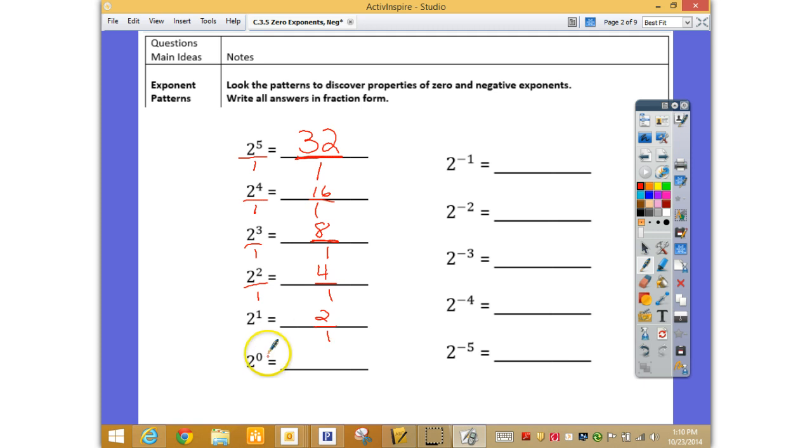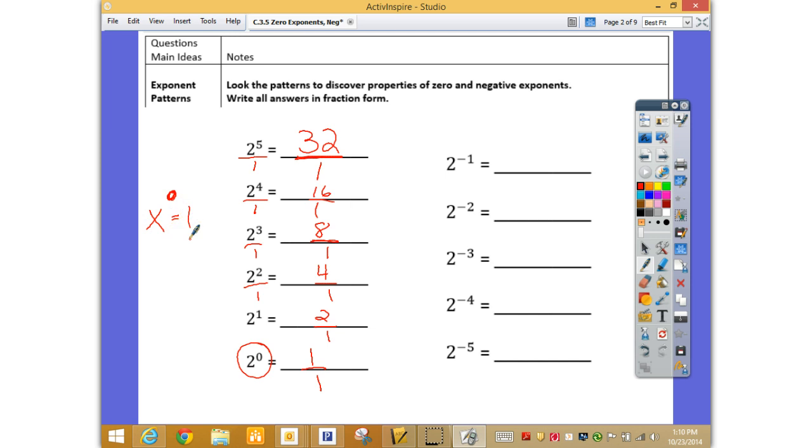Now here's something new. Anything to the 0 power, everything except 0 itself, is always 1. To make it a fraction, 1 over 1. So if I had 1 million to the 0 power, it's going to be 1. If I have x to the 0 power, it's going to be 1. Even though it says x, anything to the 0 power is 1.